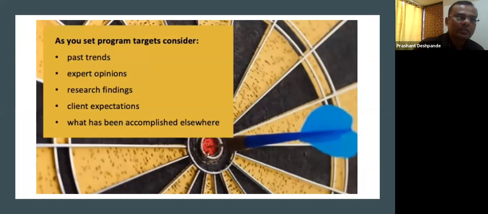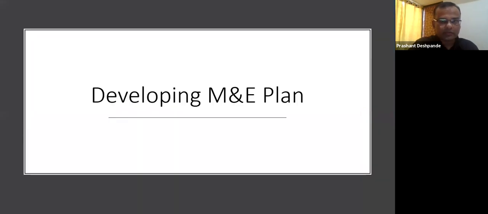As said, when we are setting up a program, we have to see the past trends, whether we conducted any other similar program, how those targets were, or maybe some data or other programs we can review to set up those targets. Then we can have expert opinions, definitely. Then research findings, review of literature, client expectations, and what has been accomplished elsewhere.